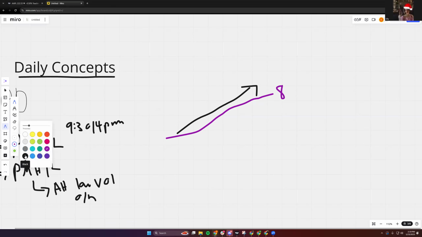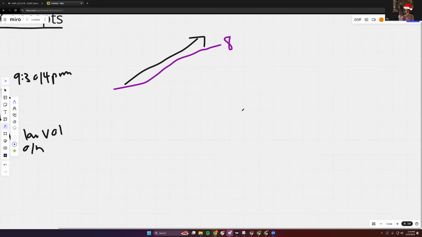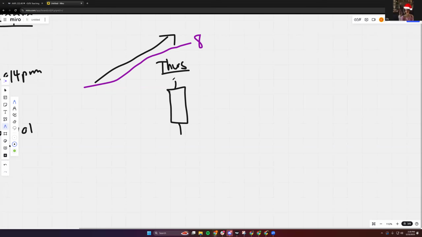Now, let's talk about the daily. Say today is, I don't know, we'll go with today. Today's Thursday, I believe, if I'm not mistaken. So let's draw Thursday's candle. Thursday's candle looks something like this. Now, let's say we're trading on Friday. This level here is going to be our prior day high. And this level here is going to be the prior day low.